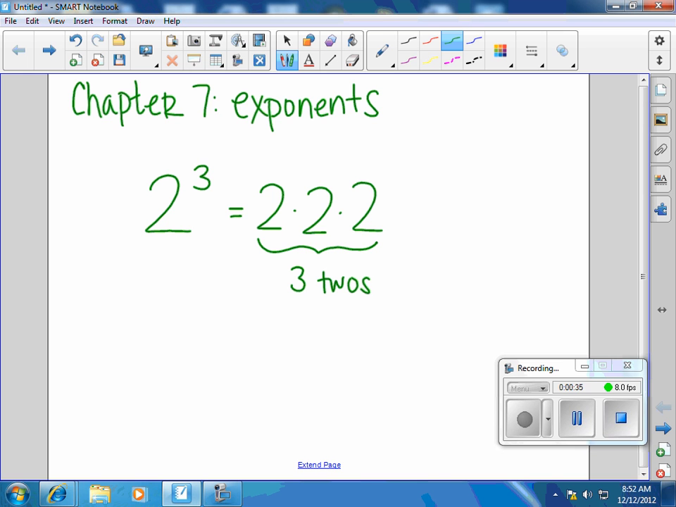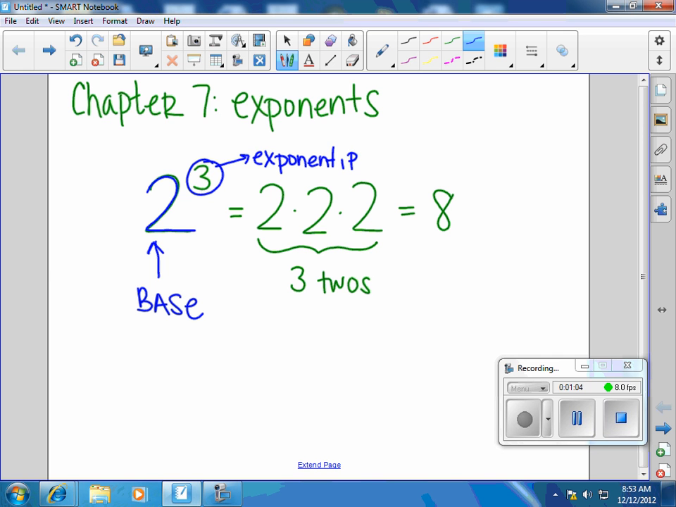So the answer to this problem would be 2 times 2. That'll give us 4. And then if we multiply it by 2 again, we should get 8. And there's 2 parts to our exponent. It has this big number down here at the bottom, and we call this the base. And then this little number up top tells us how many times we are multiplying our base together. And this can be called our exponent, or a power, but they both kind of mean the same thing.